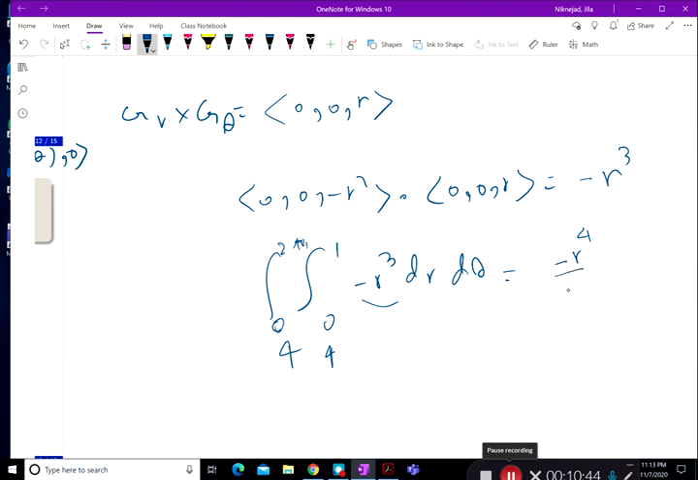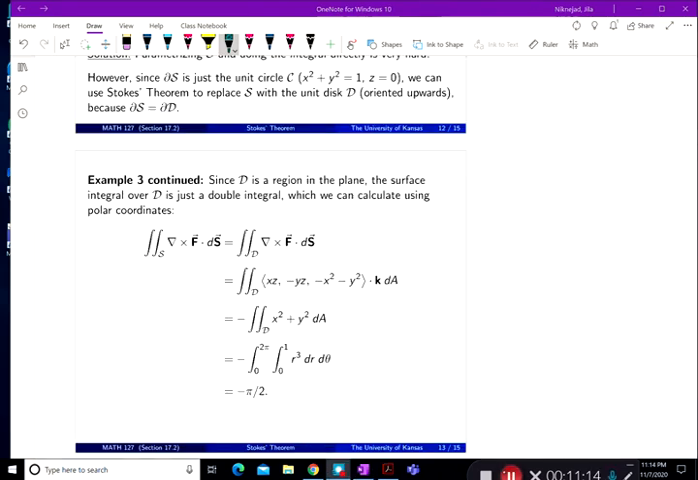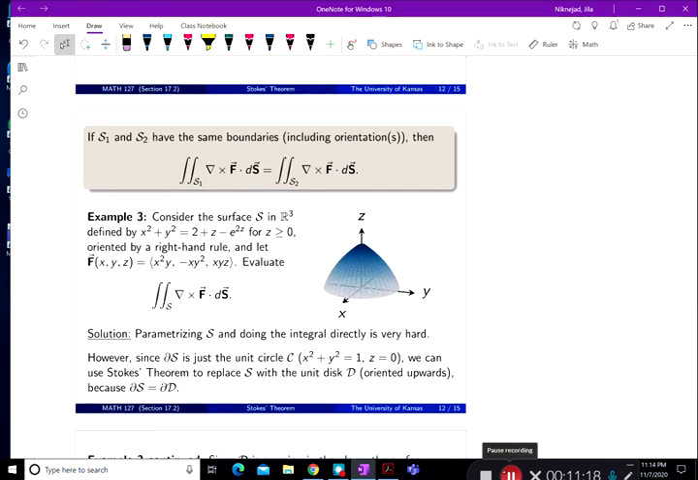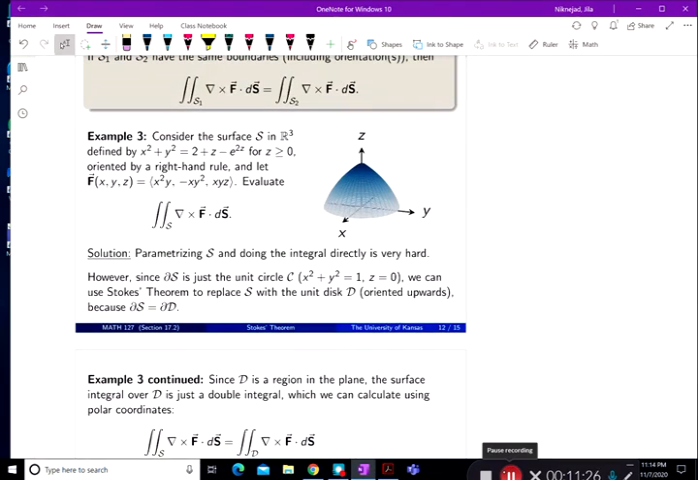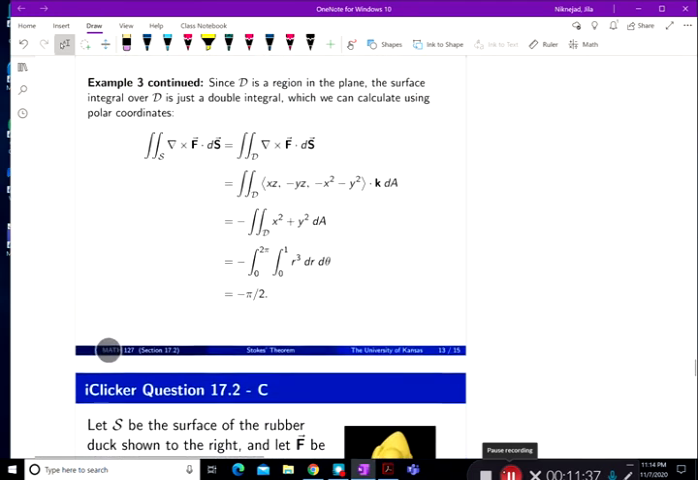And so basically this is going to be negative r to the 4th divided by 4, from 0 to 1, then integrated from 0 to 2 pi d theta. And that is negative 1/4 of theta from 0 to 2 pi, and that is negative pi over 2. So instead of computing the surface integral over the blue surface, we computed it over the disk, and the values are going to be the same for both surfaces.